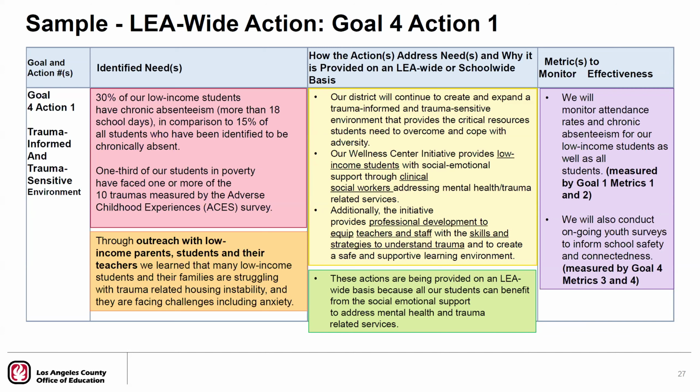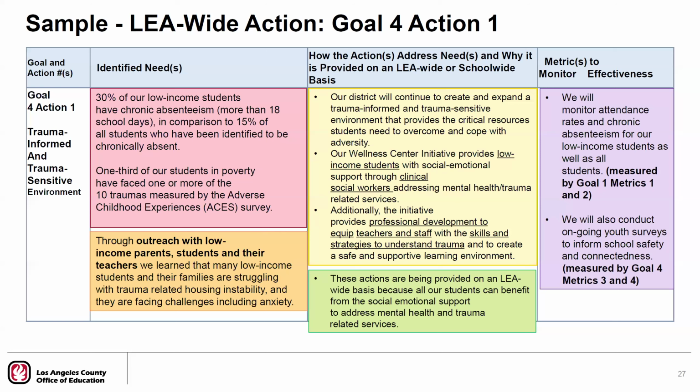So now that Jeannie has given us a breakdown of how a wide contributing action is documented in the measuring and reporting results and increased or improved services tables, let's take a look at a couple of sample actions that we hope you'll find useful. We're going to start with goal four, action one, and this is trauma-informed and trauma-sensitive environment. In the identify needs column, we can see that this district's needs assessment consisted of both analysis of student data and educational partner feedback. In the red highlighted text box, we can clearly see that our low-income students are struggling with chronic absenteeism and school connectedness.